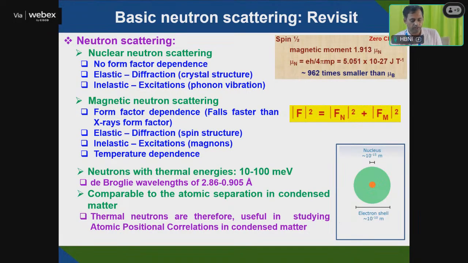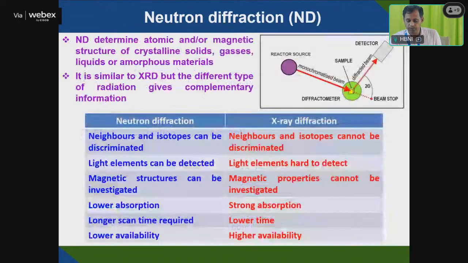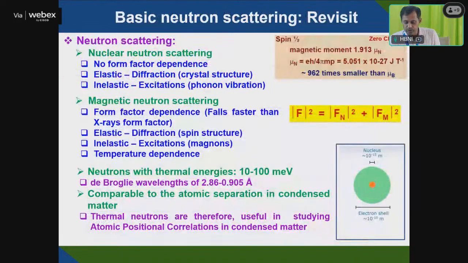As you know, neutron scattering has two types: nuclear neutron scattering and magnetic neutron scattering. Since it's a magnetic moment, the structure factor, in the case of X-ray, is mainly from scattering from the electron. Here you have a contribution from the nucleus, Fn, and Fm, the magnetic contribution from the electronic part.